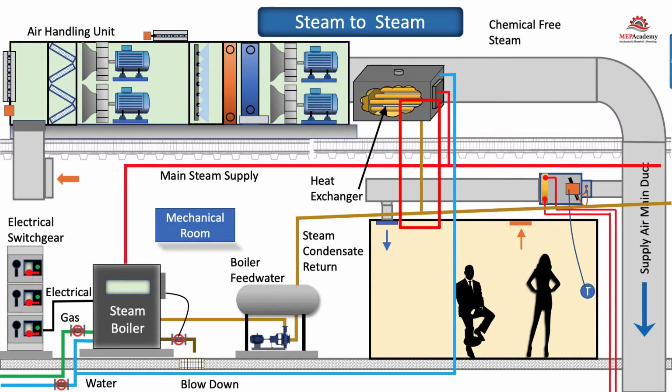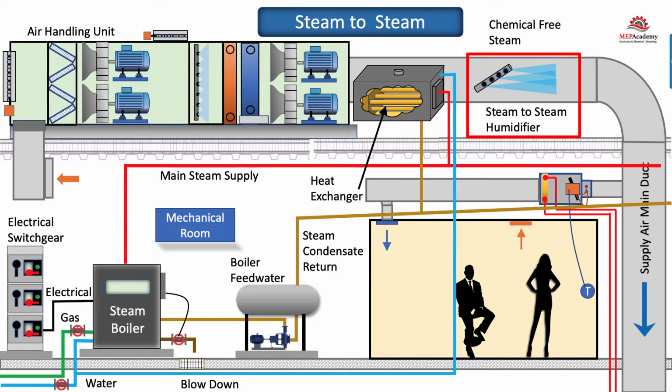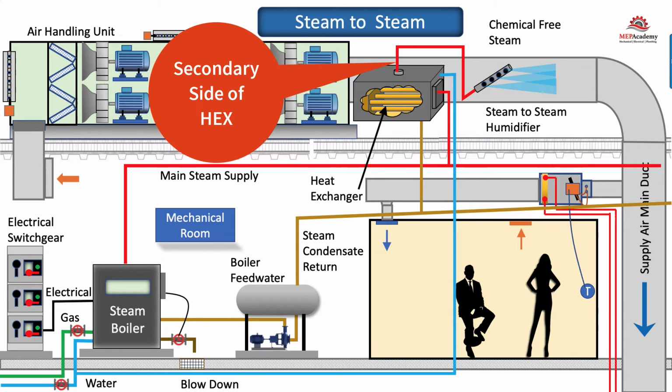We'll connect the condensate return to return the steam that condenses during the process. We'll install a steam manifold or distribution tubes into our duct or air handler. Then we'll connect the secondary side of the heat exchanger to the manifold to provide our steam for humidification.